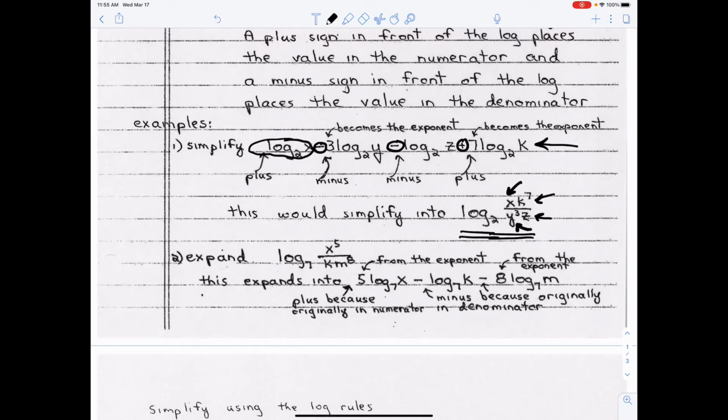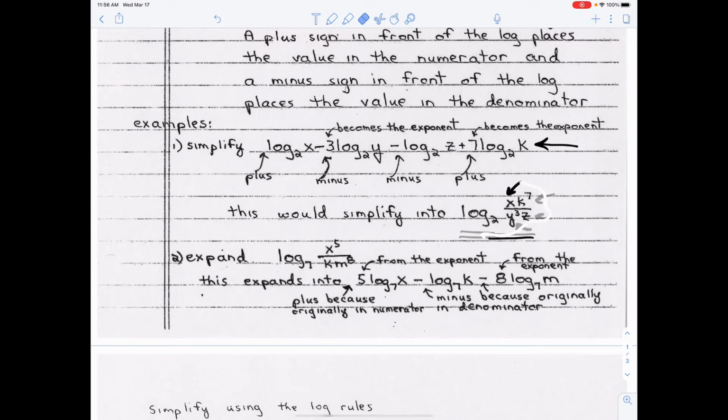If it's a plus, I just look at it: numerator, denominator. X, numerator, because it's got a plus. Y, denominator, because it's got a minus in front of it. Z, denominator, because it's got a minus in front of it. K, numerator, because it's got a plus in front of it. Now, the question is this then. Okay, where do the 3 and the 7 go?